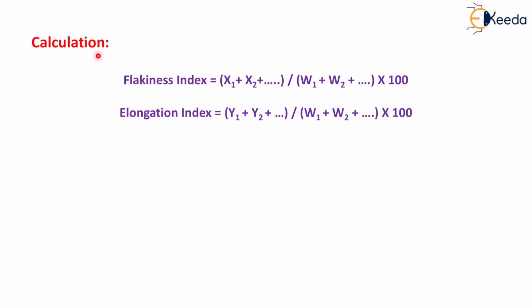Now, calculation of shape test. Flakiness index can be computed by using the formula (x1 + x2 + x3 and so on) divided by the total weight, that is (w1 + w2 up to wn), into 100. Similarly, elongation index can be determined by using the formula (y1 + y2 up till yn) divided by total weight, that is (w1 + w2 up to wn), into 100.